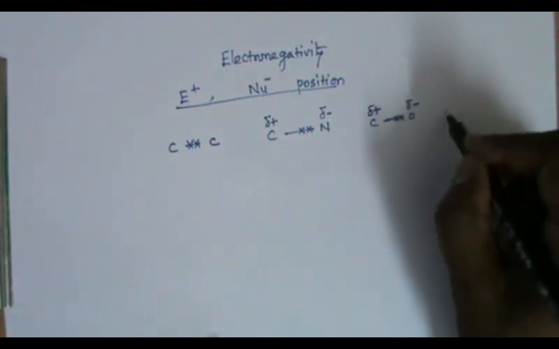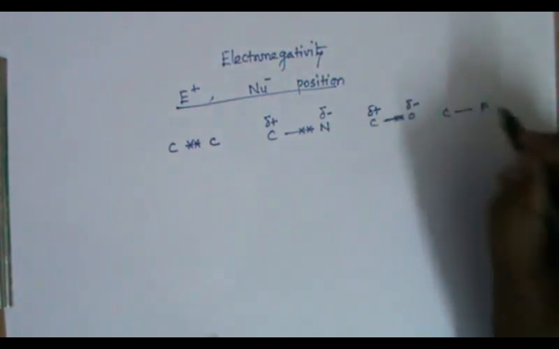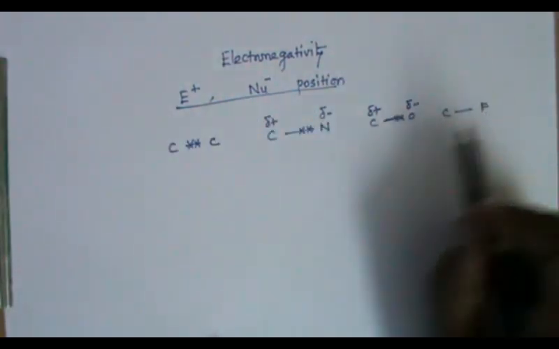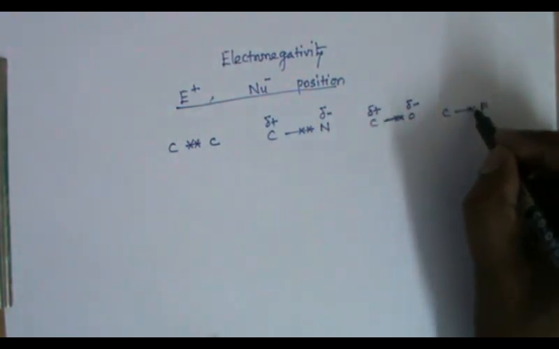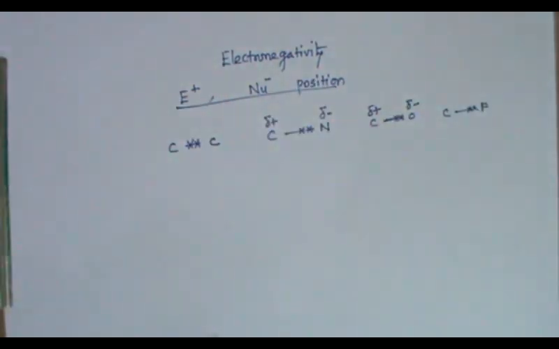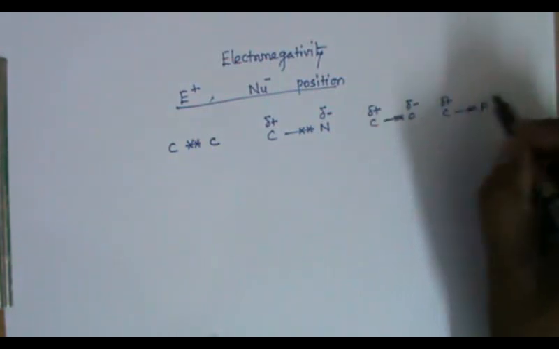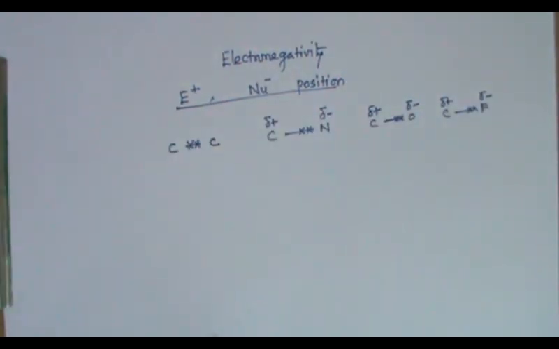The same way, if you go for C-F, fluorine is more electronegative compared to oxygen. The bond pair will be more close to fluorine, so we get del plus on carbon and del minus on fluorine. Because of this del plus and del minus, we get electrophile and nucleophile in a molecule.